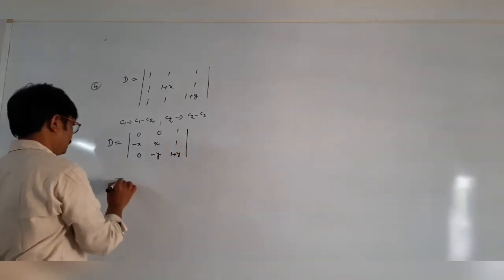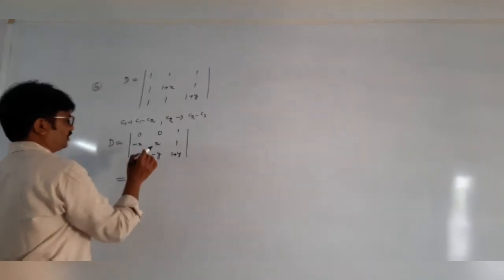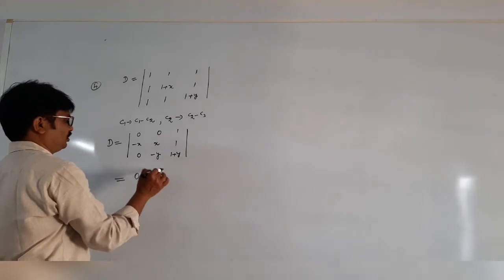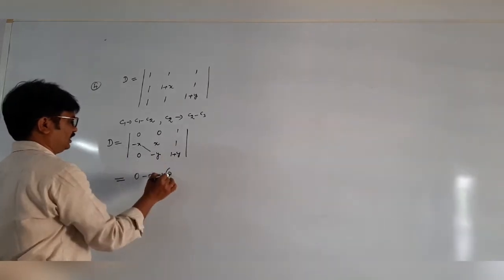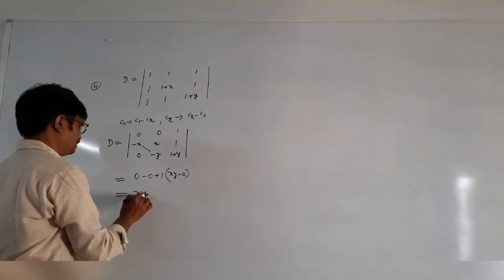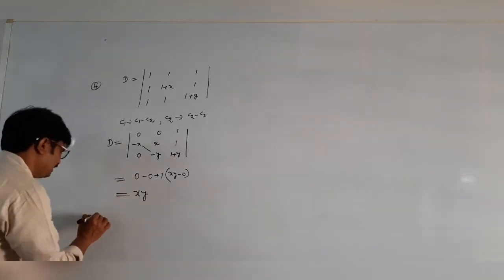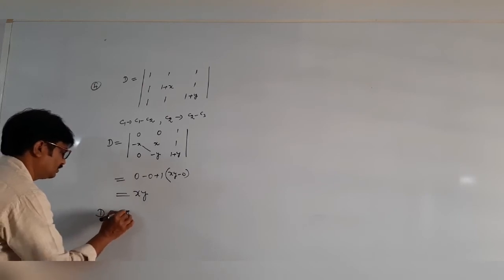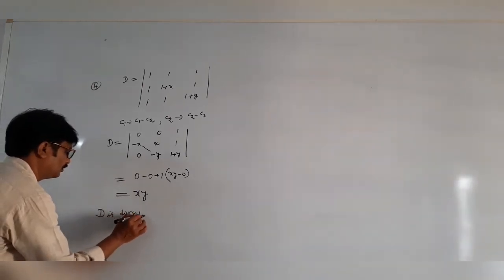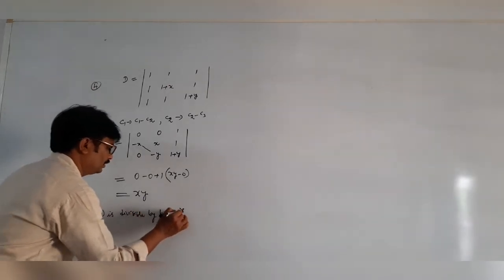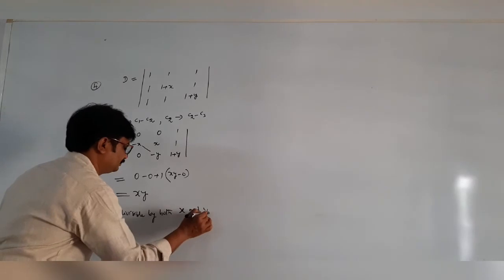So, students, right now we have to find the determinant along the first row: 0 into 0 minus 0, plus 1 into (xy minus 0). Therefore, that is x into y. So, D is divisible by both x and y.